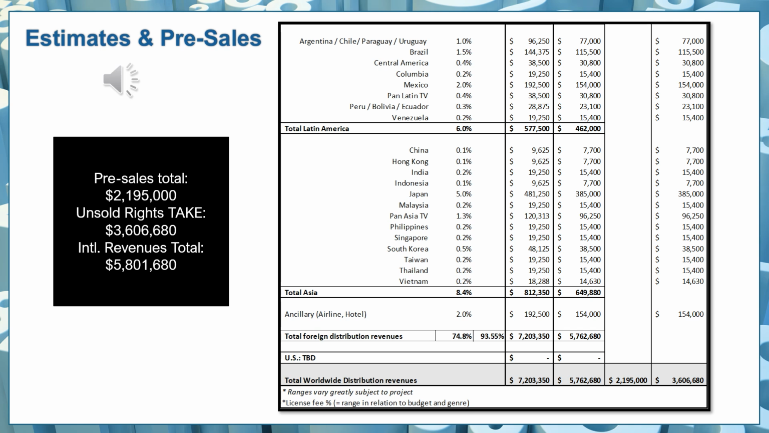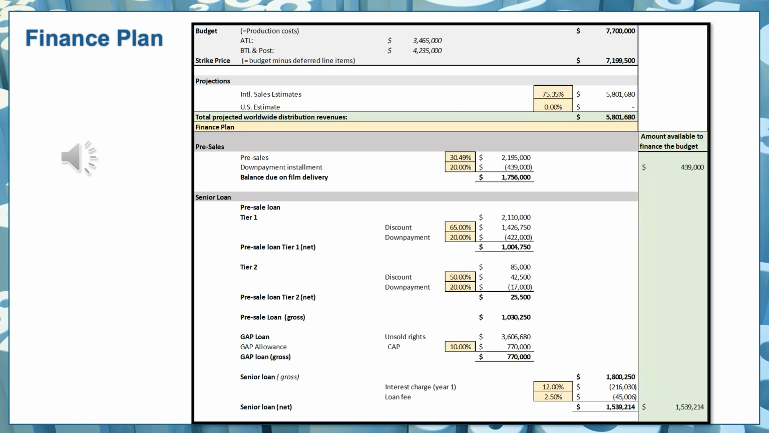Altogether, we have now generated in the sales for this film $5,801,680 as mentioned, and we're going to put that in our waterfall in a moment when we structure our finance plan. So let's take a look at our finance plan. We have a budget of 7.7 million. The above the line portion of that is 3,465,000. The below the line and post-production portion of that is $4,235,000.